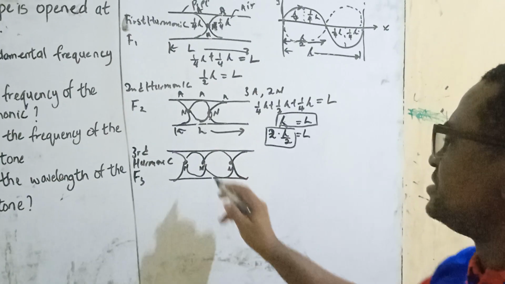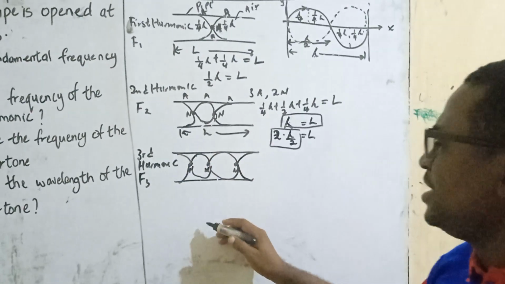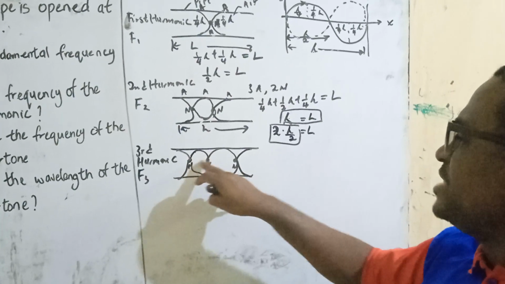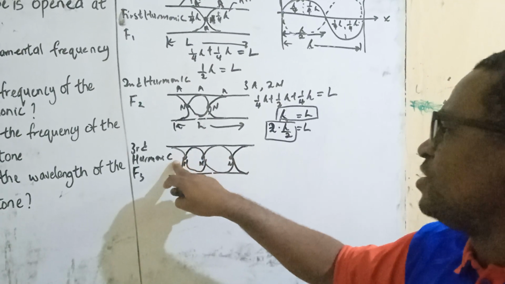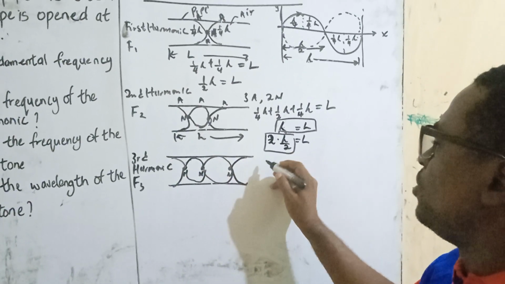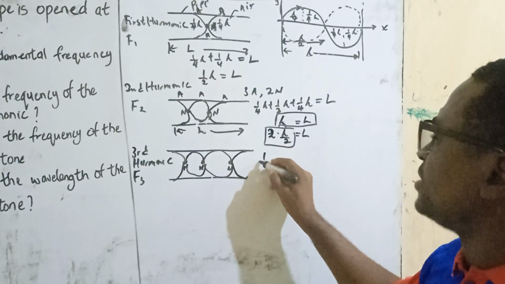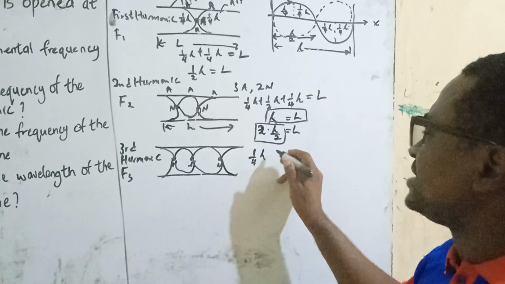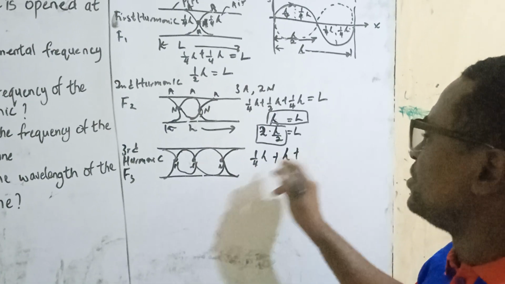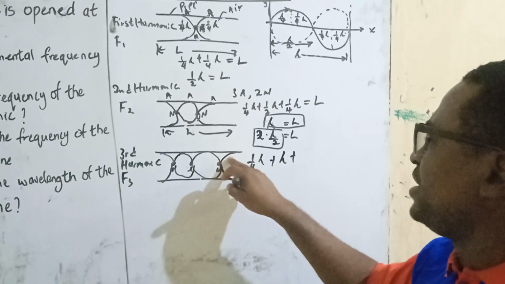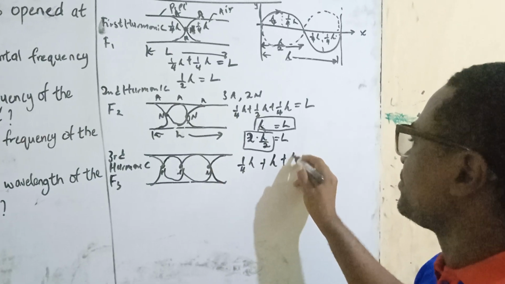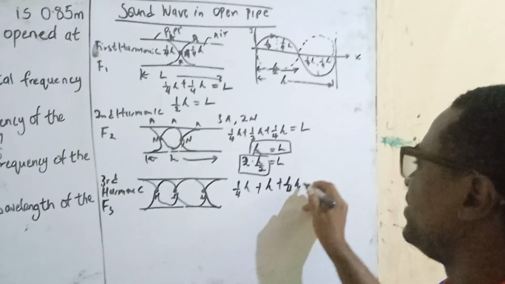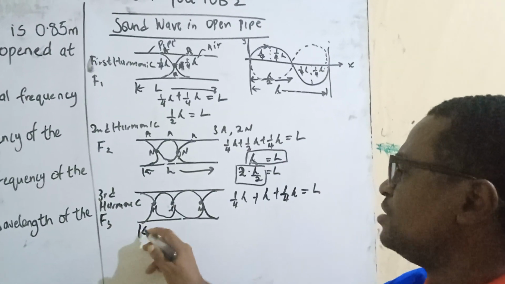If you look at this place very well, here is half wavelength, here is half wavelength, here is a quarter, here is a quarter. So we have a quarter wavelength, half plus half, that is a full wavelength, then plus another here, we have a quarter wavelength. 1/4 wavelength is equal to total length of this pipe.